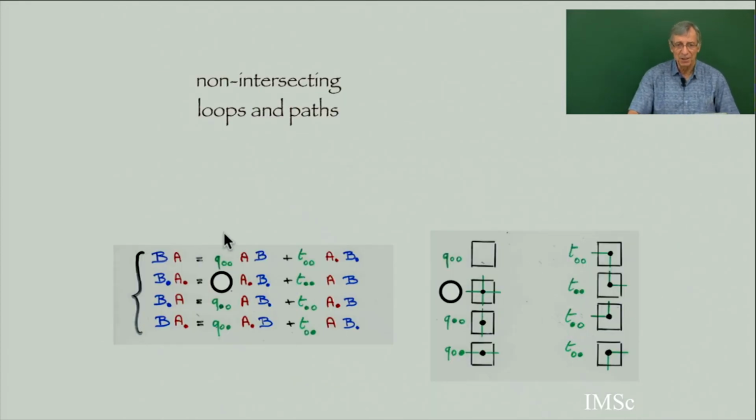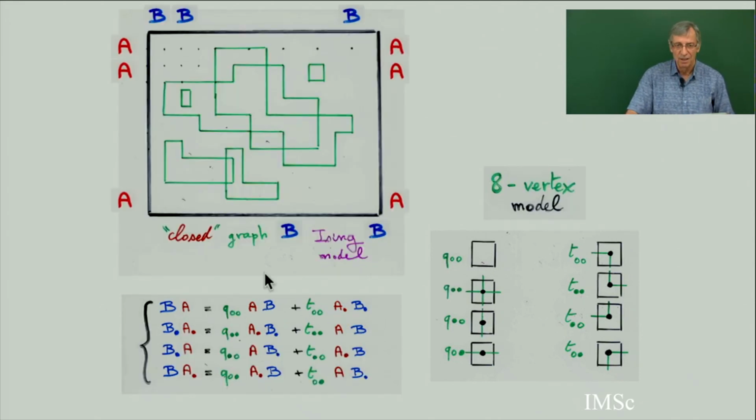So if you have only this, then it's non-intersecting. There are some loops, there are some paths, and two by two they are disjoint. Two paths do not intersect, a path does not intersect a loop, a loop does not intersect a loop. But if you have all the coefficients, then I claim that in general, if you have all the 8 possible parameters, then you get this configuration.